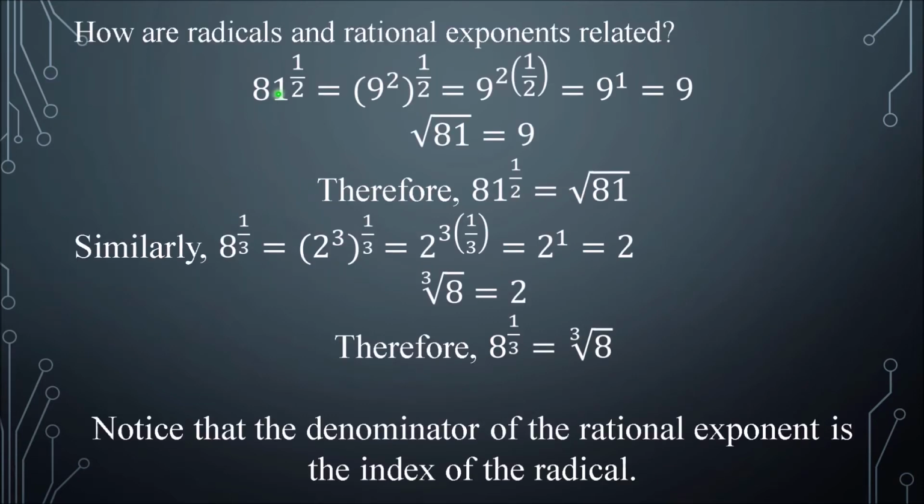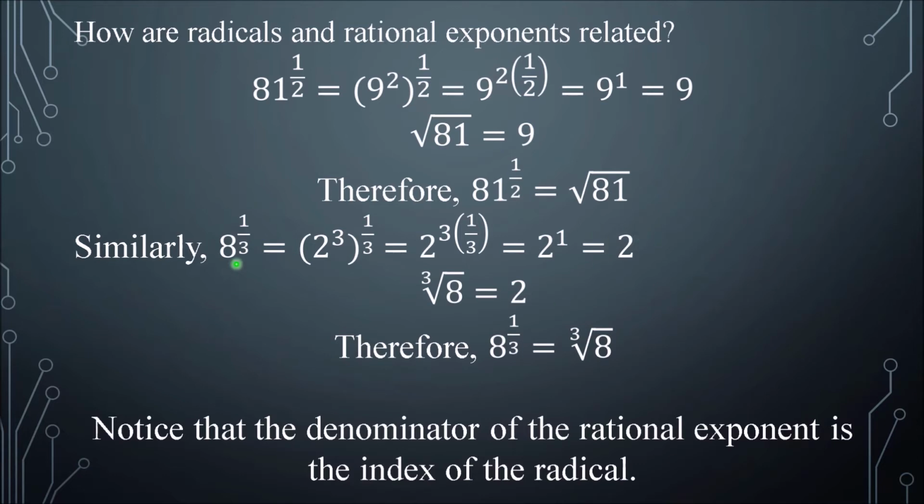Now let's have the relation between radicals and rational exponents. So let's have the rational exponent 1/2. 81 raised to 1/2 is equal to 9 squared raised to 1/2, which is 9 raised to 2 times 1/2. 2 times 1/2 is 1. So 9 raised to 1 is equal to 9. Square root of 81 is also equal to 9 because 9 times 9 is 81. Therefore, 81 raised to 1/2 is equal to square root of 81.